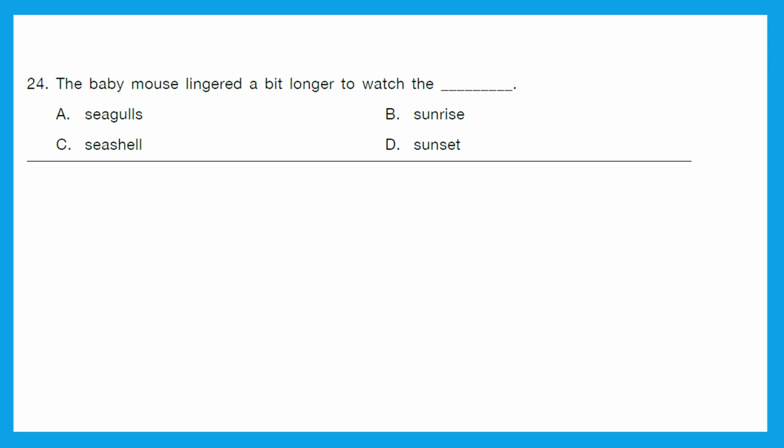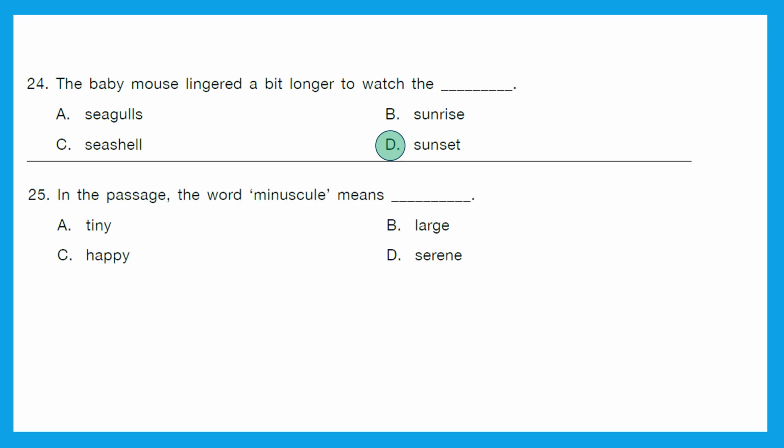Question 24. The baby mouse lingered a bit longer to watch the sunset. Option D is the right answer. Question 25. In the passage, the word minuscule means? It means tiny. Option A is the right answer.